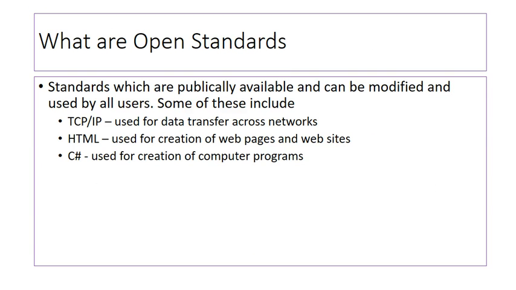If we look at open standards, these are standards which are publicly available, and with these standards anyone can use them, anyone can modify them, and they can basically do what they want with them. And we've got some examples here. So for example, we've got C# is an open standard for the use of creation of computer games. We've got HTML, TCP/IP. These are standards which anyone can use, anyone can access, anyone can take control of.